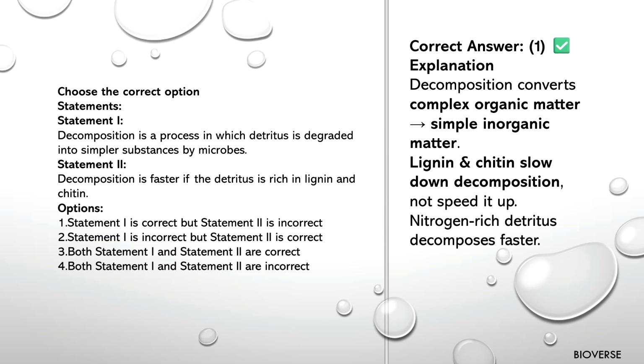Choose the correct option. Statement 1. Decomposition is a process in which detritus is degraded into simpler substances by microbes. Statement 2. Decomposition is faster if the detritus is rich in lignin and chitin. Options. Statement 1 is correct, but Statement 2 is incorrect. Statement 1 is incorrect, but Statement 2 is correct. Both Statement 1 and Statement 2 are correct. Both Statement 1 and Statement 2 are incorrect.